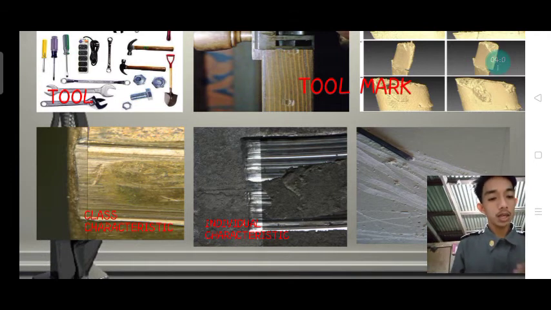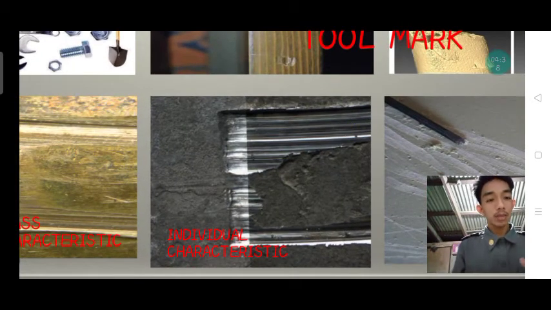Conversely, they do not permit identification of the exact tool that created the impressions. Wala siyang permit para ma-identify yung exact na tool na nag-create ng impressions. This means that if only class characteristics are available on the tool mark, it will not be possible to distinguish which tool. Pag class characteristic lang ang available sa tool mark, hindi natin madidistinguish kung anong tool yung ginamit doon. Sa pangalawa, individual characteristic.